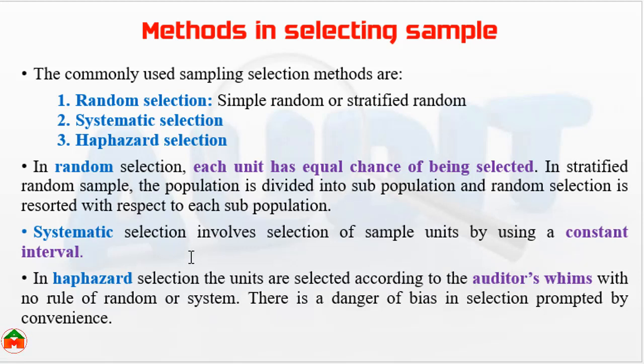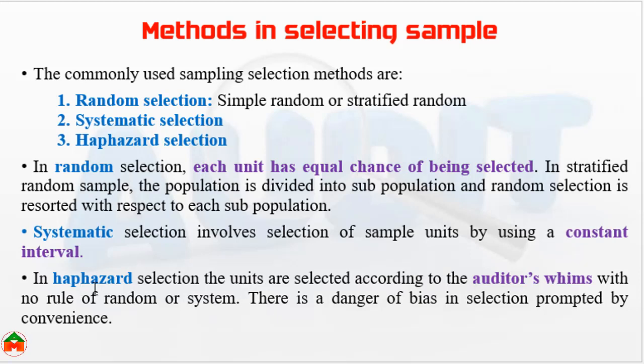Systematic selection involves the selection of sample units by using a constant interval. From the population, you will apply the constant interval process while selecting the items or transactions or accounts from the population. And the last one is haphazard selection, where the units may be the transactions or accounts.